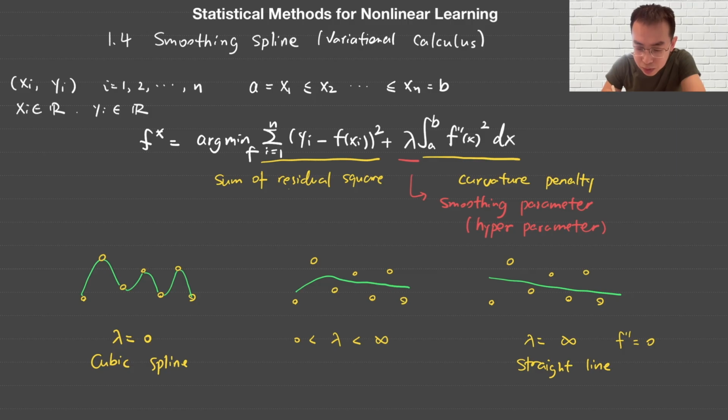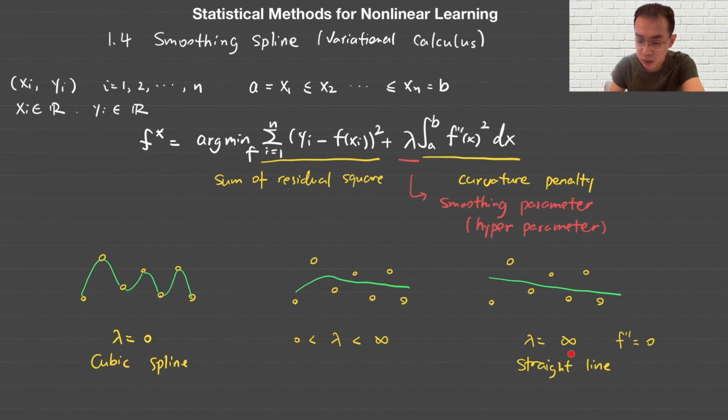The second term is what makes the smoothing spline special. It's a penalty term on the curvature. So we're basically balancing the two using the hyperparameter lambda here, which controls the smoothness of the curve. When lambda equals 0, we don't have any curvature penalty, and our smoothing spline reduces to a cubic spline, where the curve needs to pass through each point.